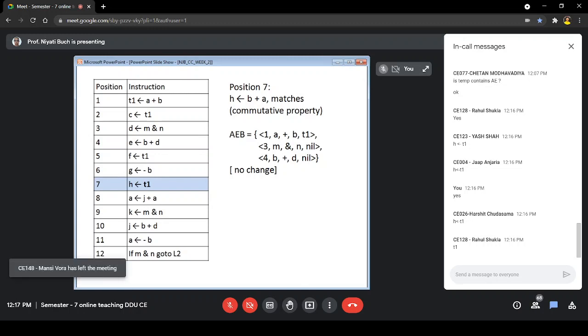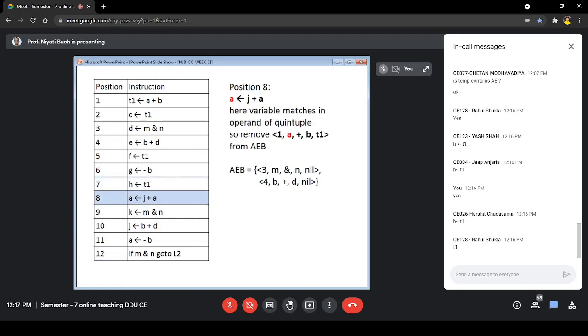We are now at instruction number 8. Observe this instruction 8, what we have over here: J plus A. The answer of J plus A is stored into A. So up till now, whatever we have seen, the right hand side was not present in any of the AEB. If it was present, then we would have to remove the quintuple. So far we did not encounter that case. But here, the value is assigned in A. So further onwards, we will have a new value of A.